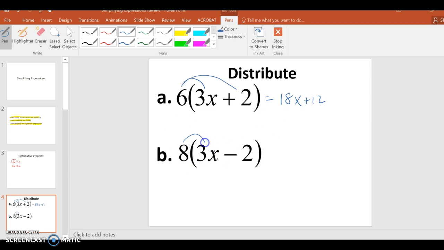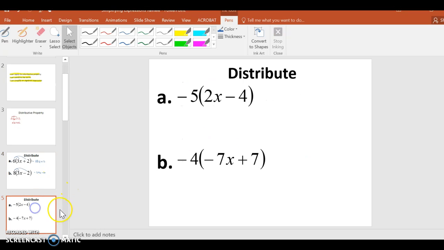Here, 8 times 3x will give you 24x. Okay, 8 times negative 2 is minus 16. So this is a very important concept for the future when we go to solve equations. So the next one, negative 5 times 2x would give you negative 10x. Then negative 5 times negative 4 would be plus 20. And you are done here.